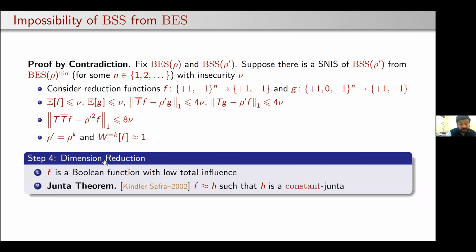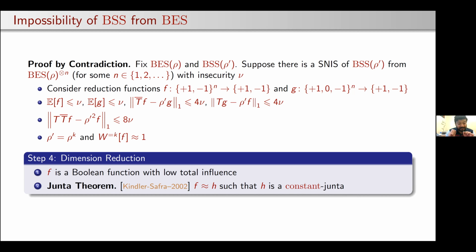So if we have a Boolean function that has its entire spectral mass concentrated on degree k terms, then we can conclude that it is a Boolean function with low total influence. At this point, we can hit it with a sledgehammer of a Junta theorem. We in particular use the Kindler-Safra Junta theorem that shows that the output of the function f is approximately close to another Boolean function h, which is a constant Junta. That is, this h only depends on a constant number of inputs.